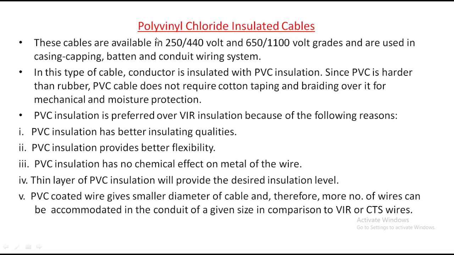Next, polyvinyl chloride insulated cable. This is very much useful, highly applicable. The shortcut name is PVC cables. These cables are available in 250, 440, 650, 1100 volt grades, and are used in casing, capping, batten, conduit wiring systems. Casing, capping and so on are different wiring systems in our wiring area, in house wiring and office wiring. In these different methods, we are using the PVC cables.